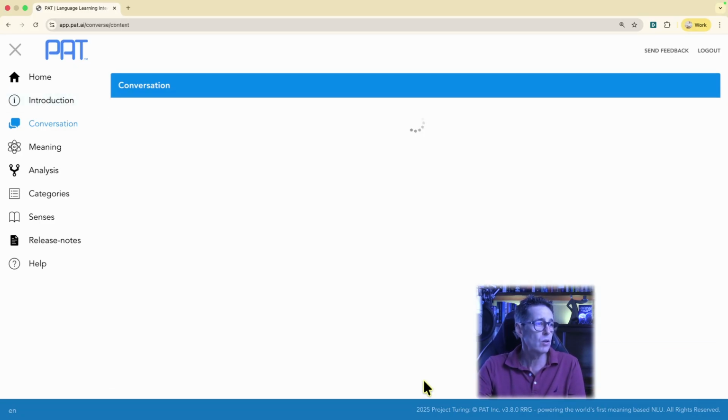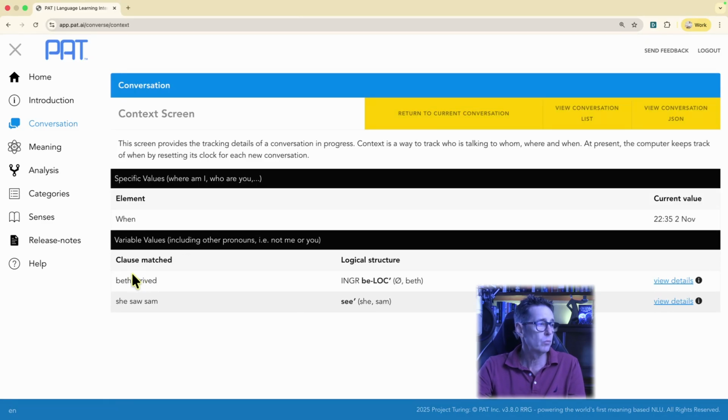If we look at the current context, you can see that we've got "Beth arrived, she saw Sam." Beth arrived means that Beth is now at some location that we haven't specified, because we said she arrived. We didn't say she arrived at the house or something. So it's just representing what we've just said. And then "she saw Sam" is "she sees Sam."